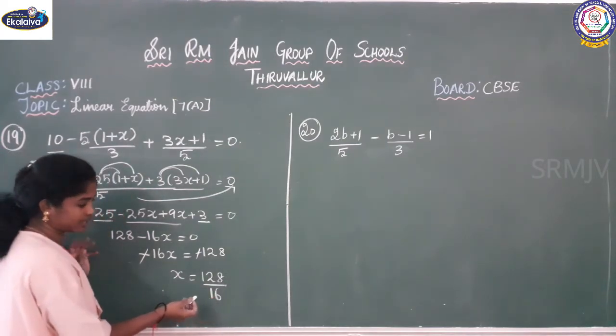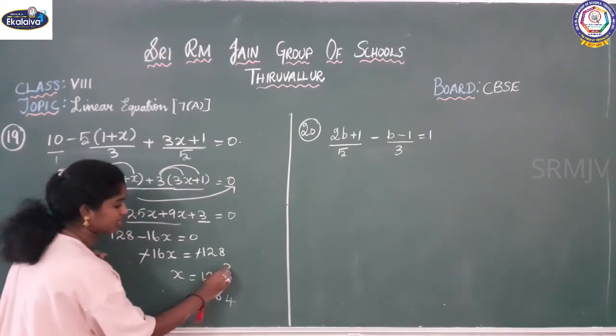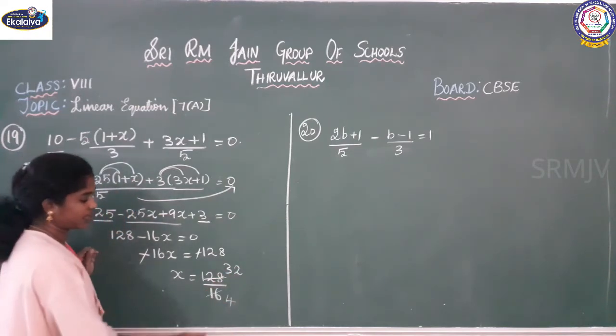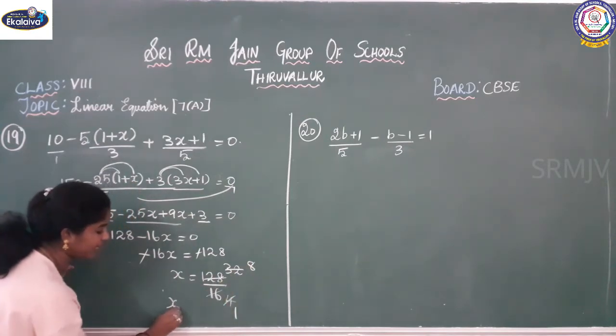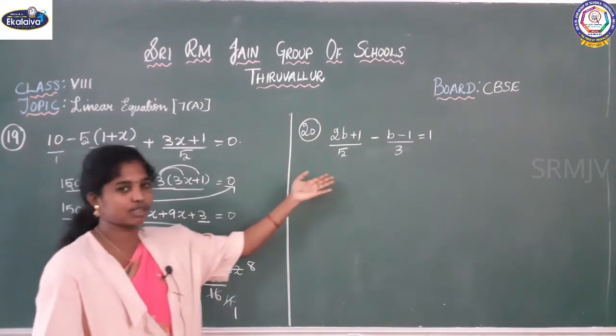You can go by any other table. If it is 4 table, 4 4s are 16. 4 3s are 12 and 4 2s are 8. Okay, 4 1s are 4, 4 8s are 32. So what you will get? X is equal to 8. So the value of x is 8. Shall we go to the next sum?